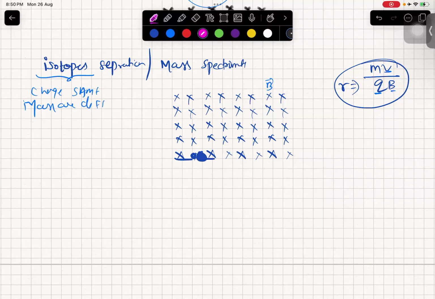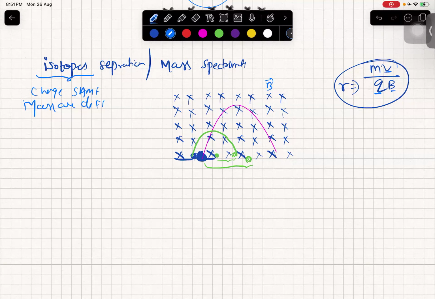So if they trace, let's say this is the parabolic path, and then the other one will trace something like this. So the radius traced by the smaller mass will be smaller, and the larger mass will have a greater radius, right? So I can figure out which isotope has the greater mass by tracing the path it creates when exposed to the field.